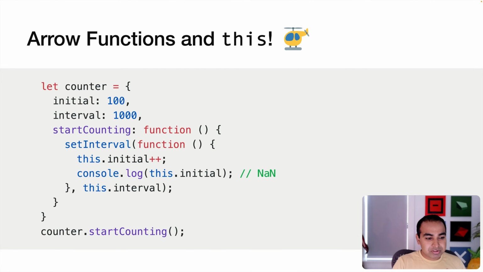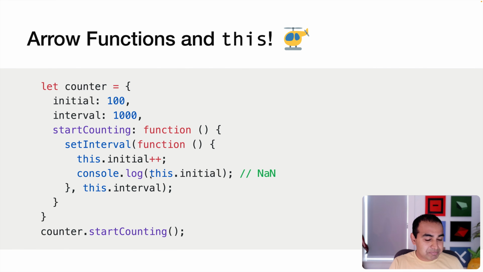But like I mentioned, what's going to get printed is NaN, not a number. And the reason for it is this. One of the things that functions bring to the table is that they redefine the value of this based on whatever context they're currently being used in. So in this case, when setInterval is being called and we have a function that is being defined, it is not inheriting the value of this from its outer context. It's not getting it from startCounting. It's actually getting it from the window object itself.